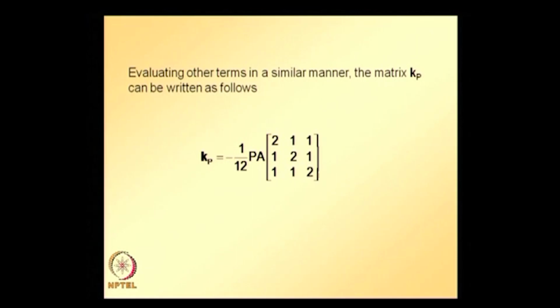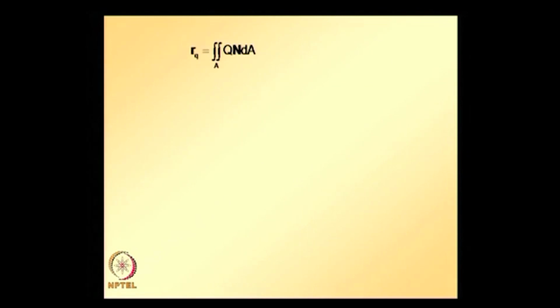So, we have seen how to evaluate kx, ky and kp for a 3 node triangular element. Now, let us look at the other quantities. Rq is defined like this: integral of q times n integrated over the triangular region, and here also if q is constant we can take q out of the integral, and for evaluating the rest of the quantity, that is the integral of any shape function n1 n2 n3, we can adopt the formula that we have seen earlier.